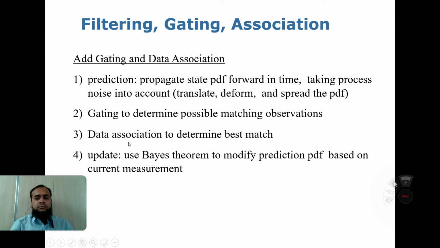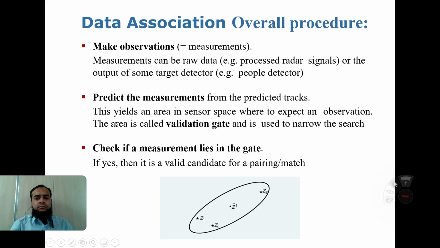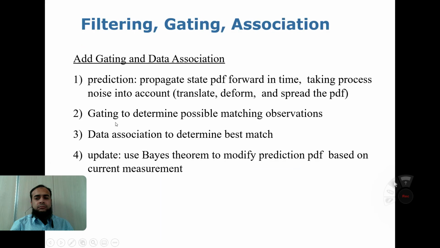So data association determines the best match. First, gating creates a window across a subset of the set of measurements, and then data association determines the best match, and then update, for example a Kalman filter, modifies the prediction PDF based on the current measurement.